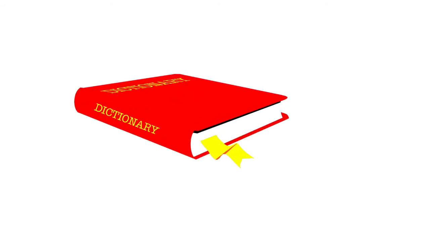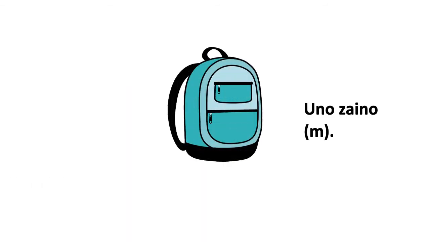A book, of course. E questo cos'è? This is a book, but a different type of book, right? Un dizionario. Cos'è uno zaino? Notice it begins with Z and is masculine, so it's uno zaino, a backpack. Questo cos'è un quaderno? A notebook. Questo cos'è una calcolatrice? That's a calculator. Questo cos'è un computer?